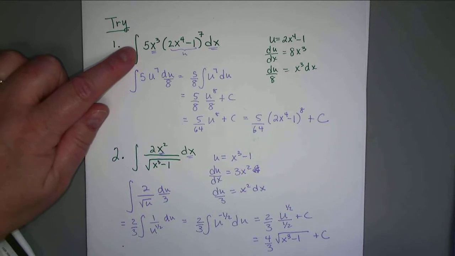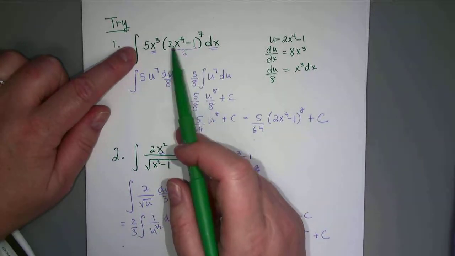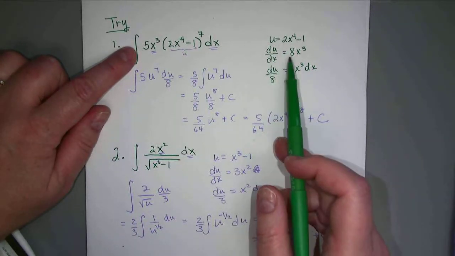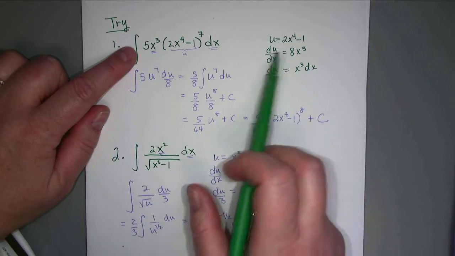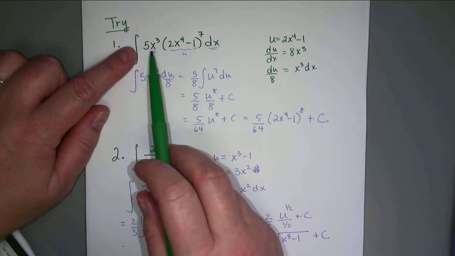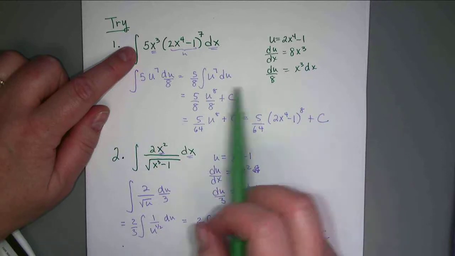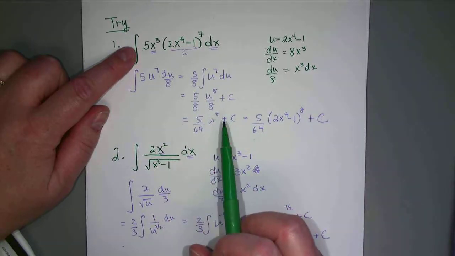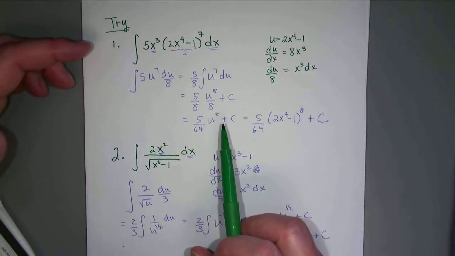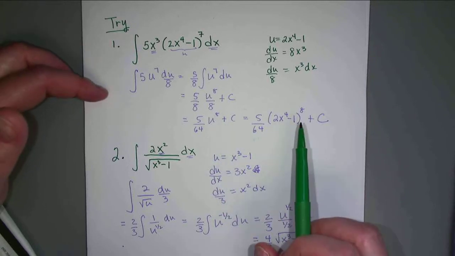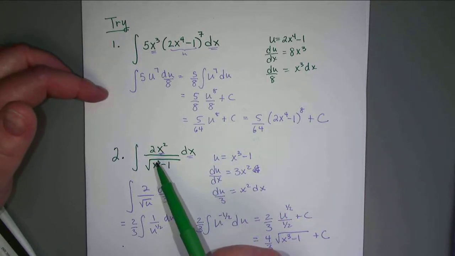But basically, a bracket to a power, we call the inside u, take the derivative, and then try to rearrange the derivative so that it solves for everything else, the x cubed and the dx. Then we substitute in, take the integral of the new simplified integral, and then put the u back in. And I did the same thing here.